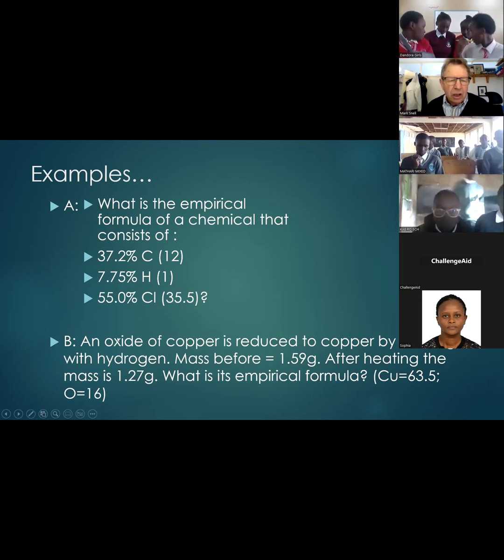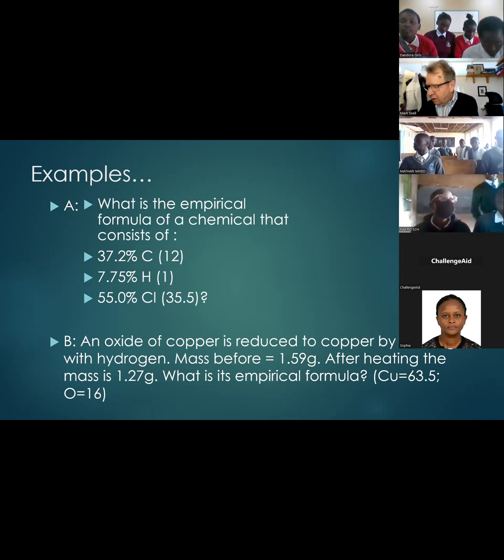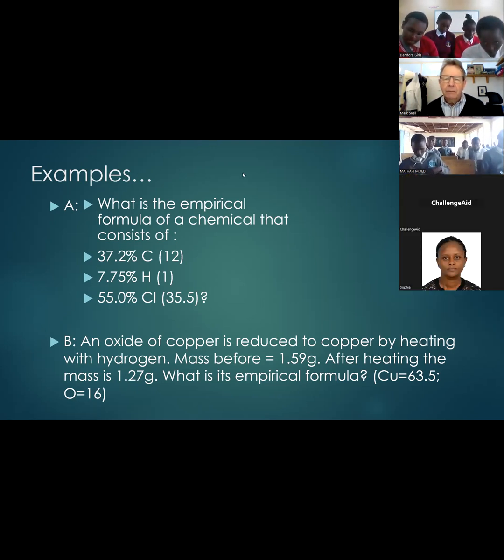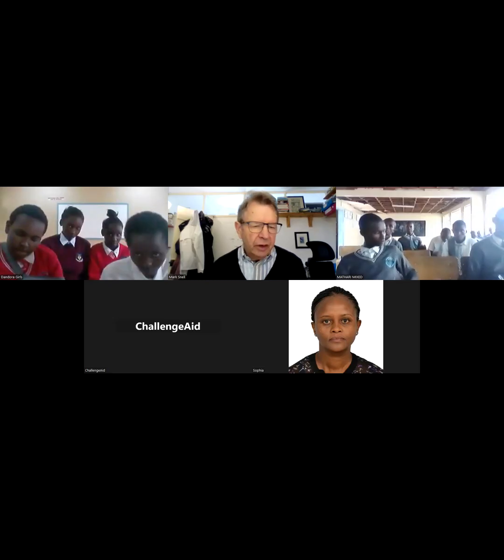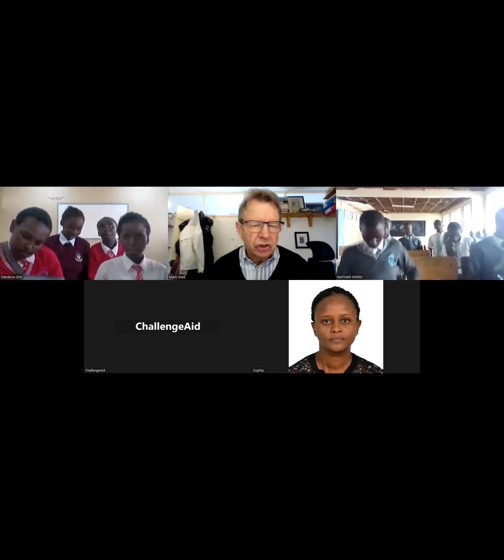This second one. An oxide of copper is reduced to copper. It weighs 1.59 before, and after it weighs 1.27. 1.59 drops to 1.27. Let me just show you on my other board what that means, okay? So some of you might want to have a go at it, but I'm just going to show you how it goes.